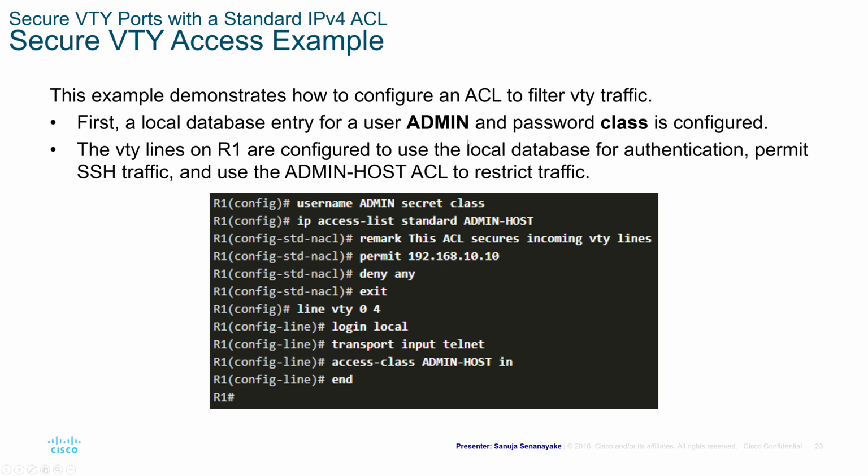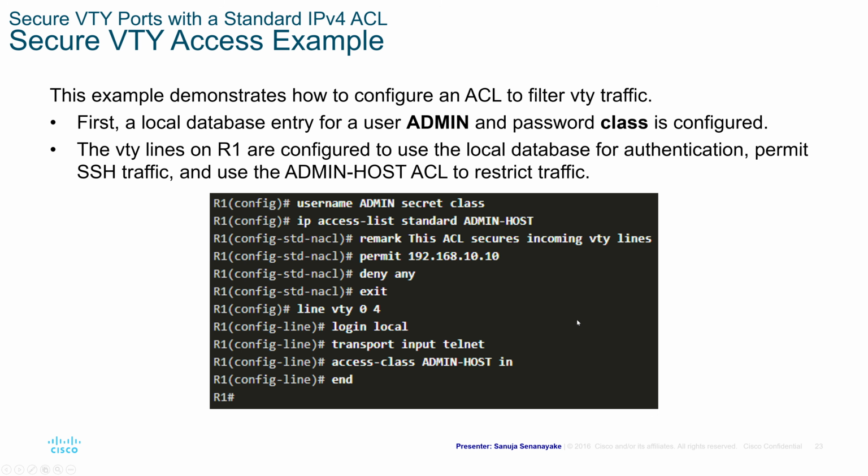So here is an example of VTY access securing. In this example, it demonstrates how to configure an ACL to filter VTY traffic. First, a local database entry for a user admin, in this case, and the password class is configured. So right here in the local database, we are creating username admin, and we are creating an encrypted password using the secret command called class. The VTY lines on the R1 are configured to use the local database for authentication, permit SSH traffic, and use the admin-host ACL to restrict traffic.